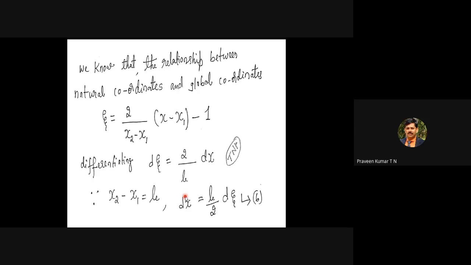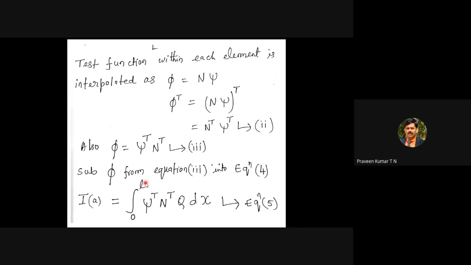So now the integration limit is from 0 to L. We know the value of n: n1 is given by 1 minus xi divided by 2, and n2 is 1 plus xi divided by 2. Those are in the natural coordinate system. Hence, you have to do the integration in the natural coordinate system. Now it is 0 to L.